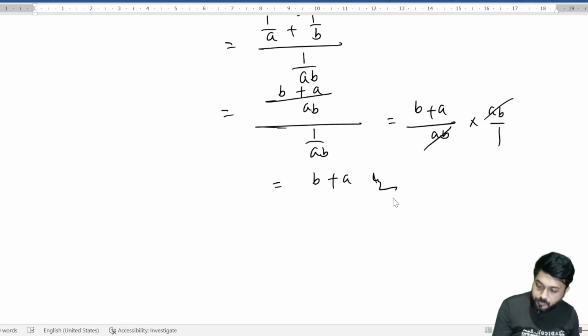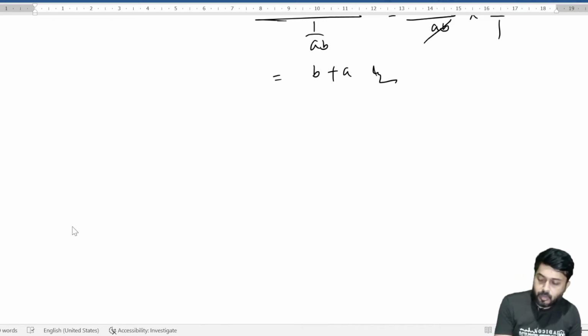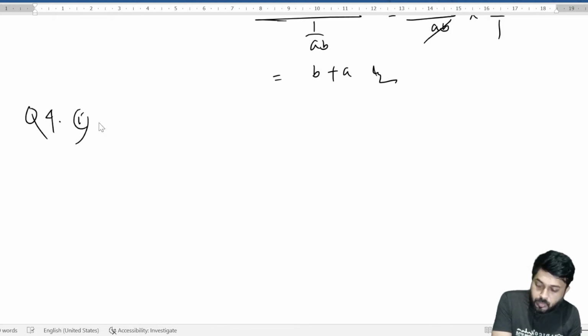Then see, similar kinds of such sums are given afterwards, which I hope you'll get to solve on your own. Question number 4's one is the one I want to solve now.